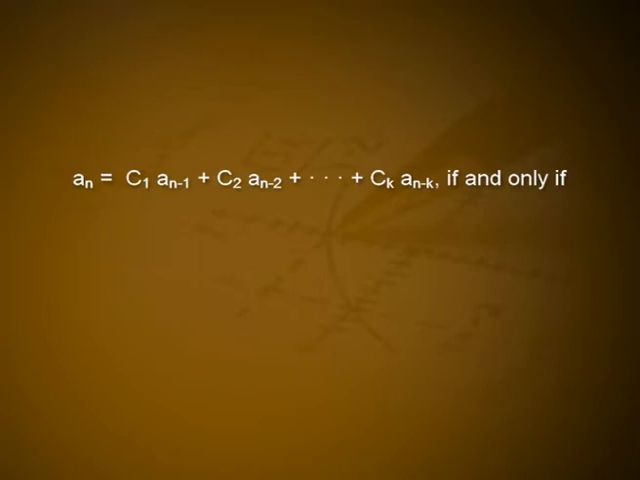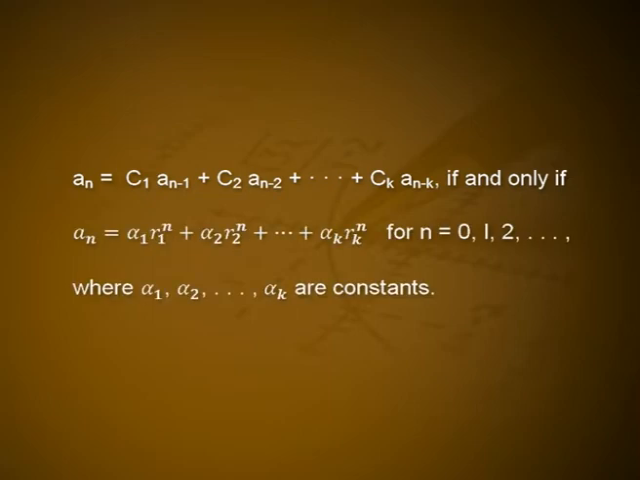rk. Then a sequence an is a solution of the recurrence relation an is equal to C1 into an minus 1 plus C2 into an minus 2 plus etc. plus Ck into an minus k if and only if an is equal to alpha 1 into r1 raised to n plus alpha 2 into r2 raised to n plus etc. plus alpha k into rk raised to n for n equal to 0, 1, 2, etc., where alpha 1, alpha 2, etc., alpha k are constants.